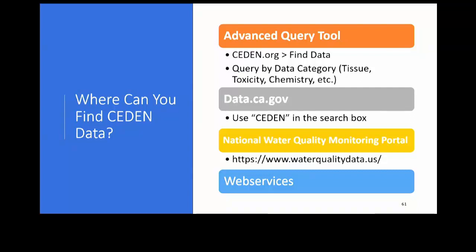We also provide CEDEN data on data.ca.gov, which is the state's open data portal. There are many data sets there, so what I usually do if I'm looking for CEDEN-related data, or data that's from CEDEN, is just put CEDEN in the search box, and a variety of data resources and data sets will return.